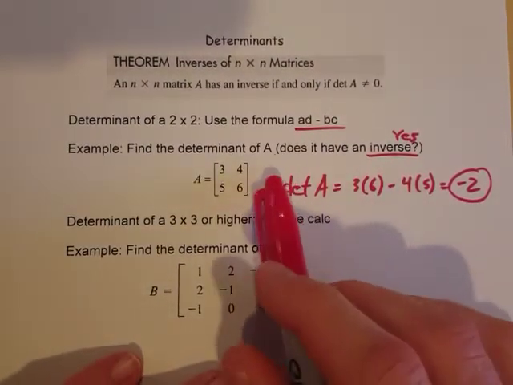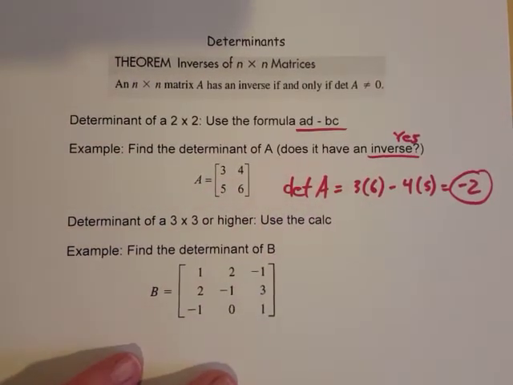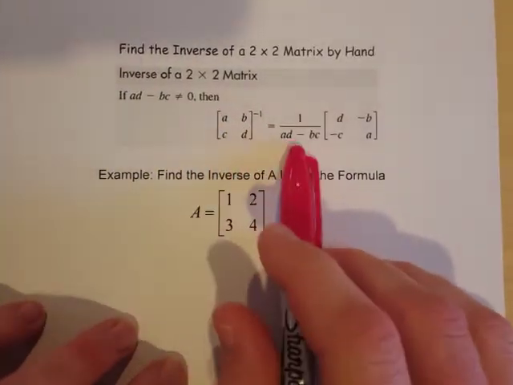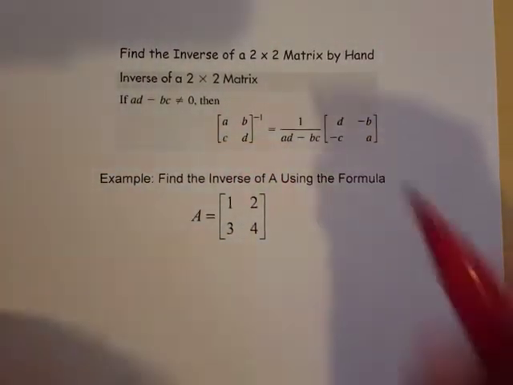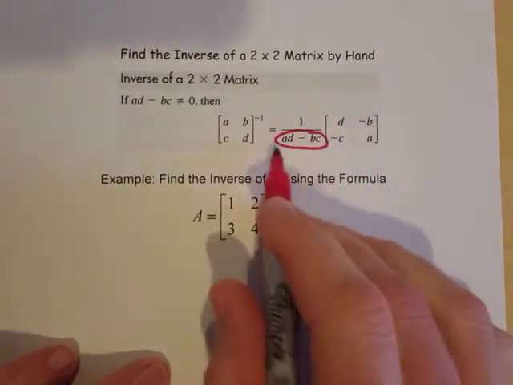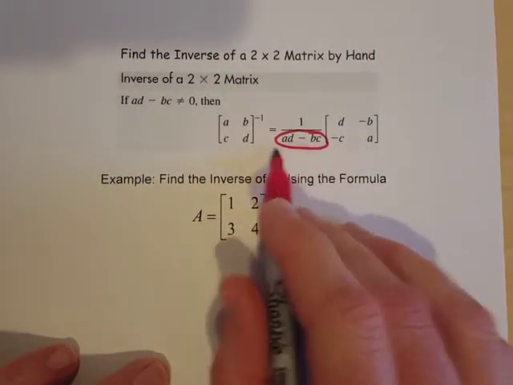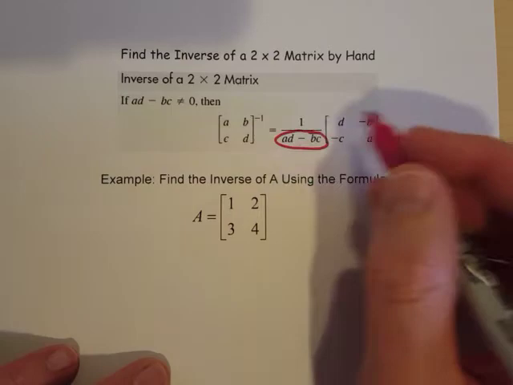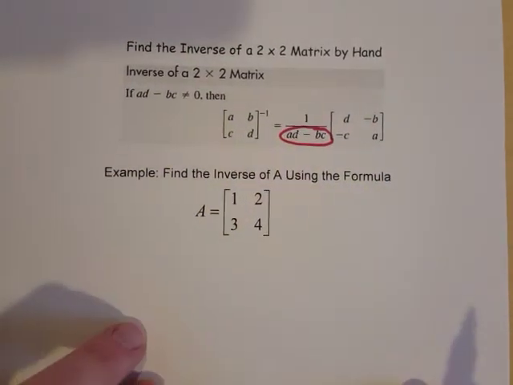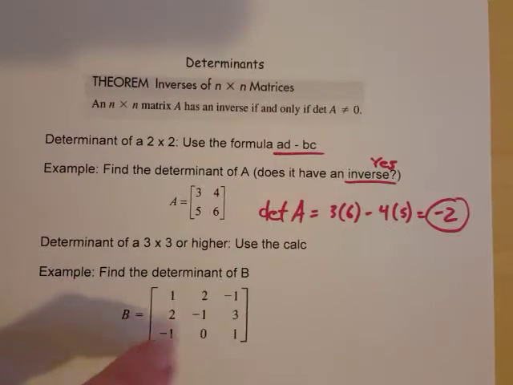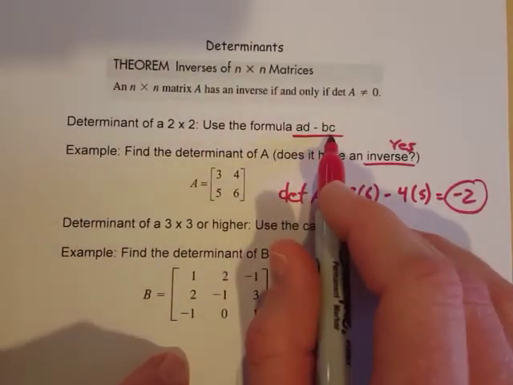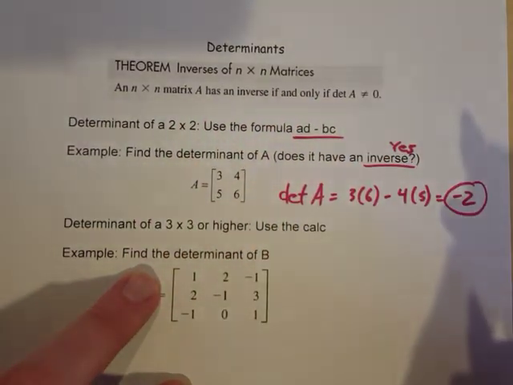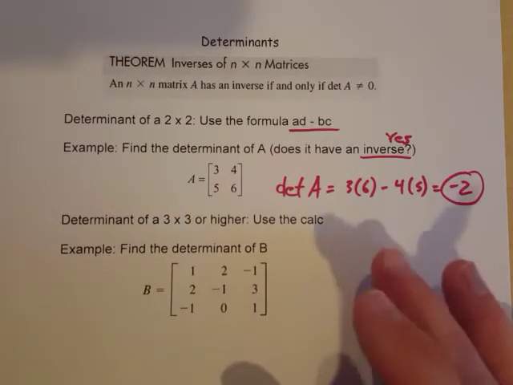Why would this determine whether something has an inverse or not? Well, we can go back to our formula for the inverse of a 2 by 2 matrix and notice that this same piece, AD minus BC, is on the bottom of the fraction. If AD minus BC were 0, then 1 over 0 would be an undefined fraction and we wouldn't be able to calculate an inverse. So that's how it connects to this theorem: if AD minus BC were equal to 0, we would know it would not have an inverse.